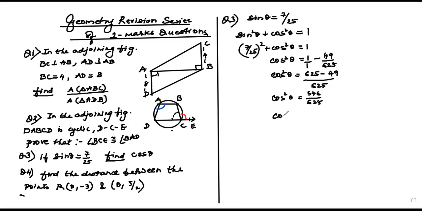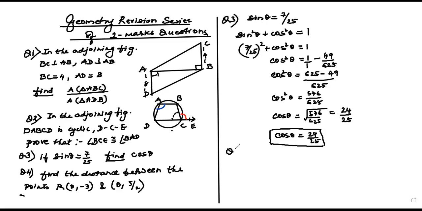Now, cos theta is square root of 576 upon 625. What is square root of 576? 24. What is square root of 625? 25. So what is cos theta equal? 24 upon 25. Very simple and very easy question, children. This is the answer, okay?